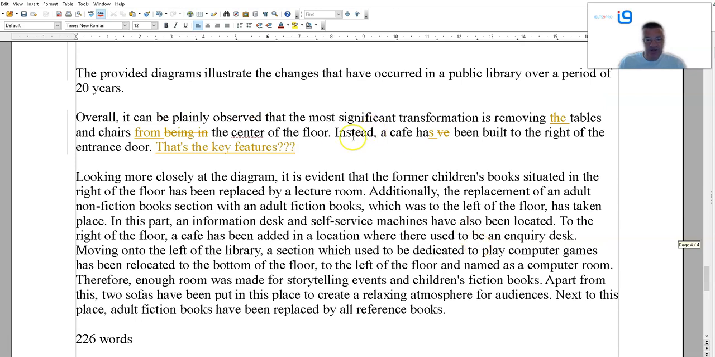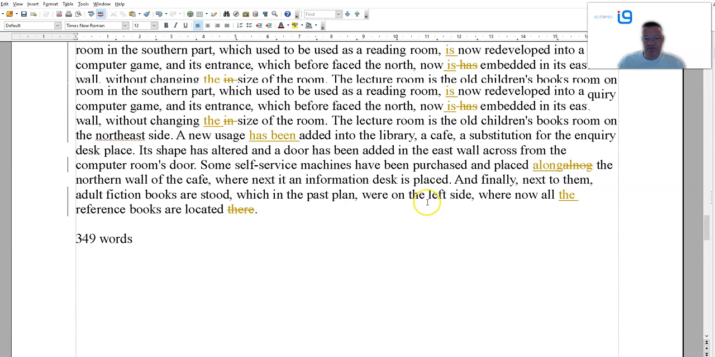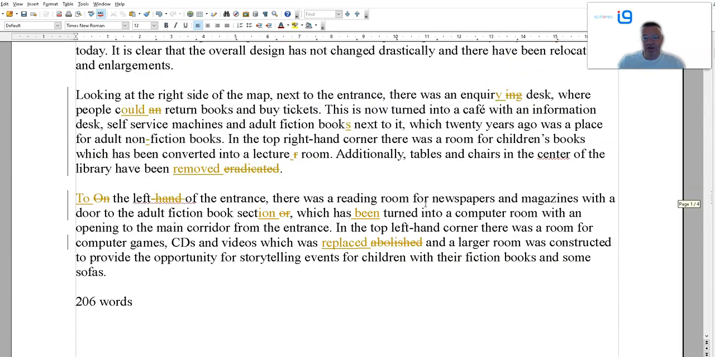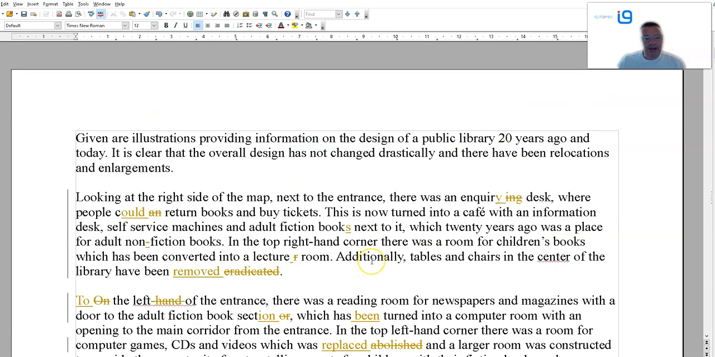Okay, so that's not bad. It's just that overview doesn't really work. So you can see then a few bits and pieces that need to be changed. Some grammar, some vocab, eradicated, abolished. But the main thing, get those key trends and features, yeah?